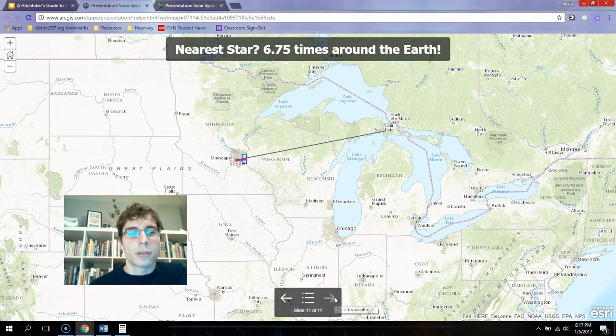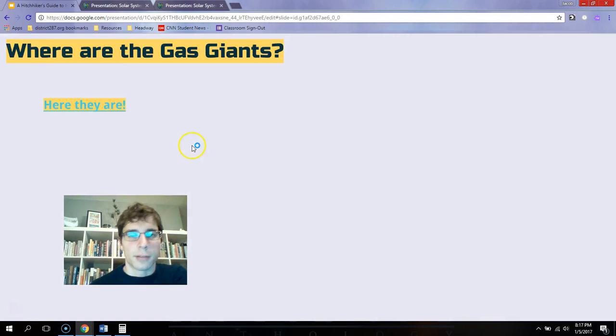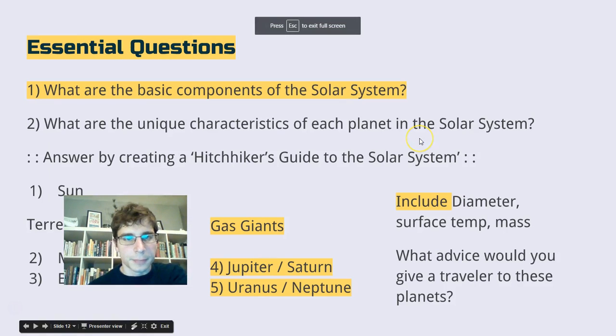And then, just to drive home how big and vast this universe of ours is, to get to the nearest star we'd have to travel 6.7 times around the Earth. And I couldn't even do it on this program. And that's just to the nearest star, and there's 100 billion stars in our galaxy, and there's billions of galaxies. So that's just, it's crazy. I don't get it. All right, let's go back to the presentation.